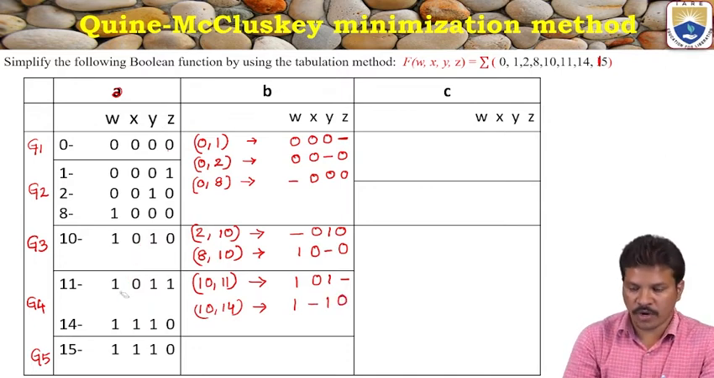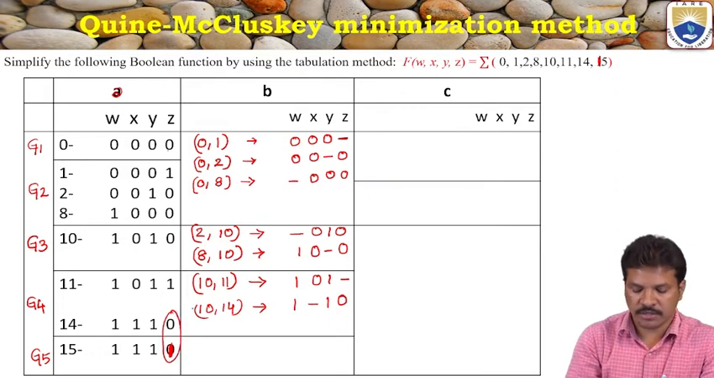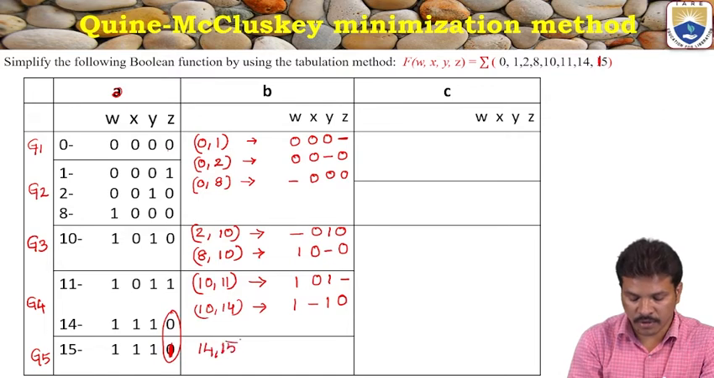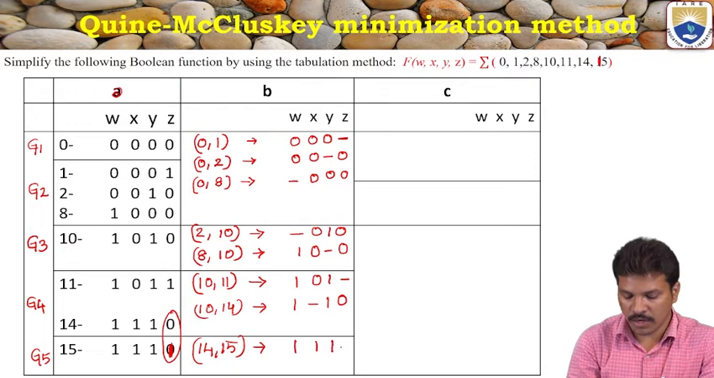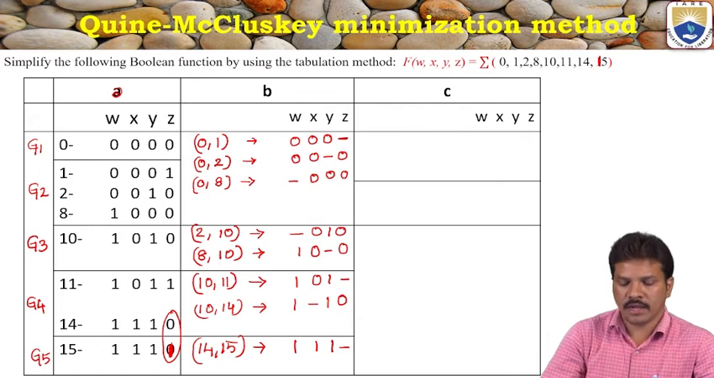So now we move forward. Continue with G4 and G5. In this G4 and G5, sorry, it is 15, which means 4 ones, so this is a 1 bit change. So this 14 and 15 also make a group. We can have 1, 1, 1, dash. So now the grouping in column B is finished.